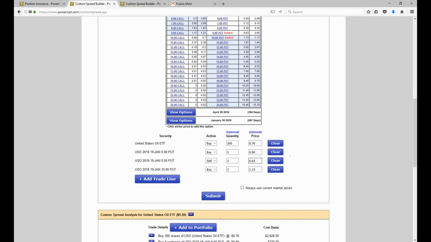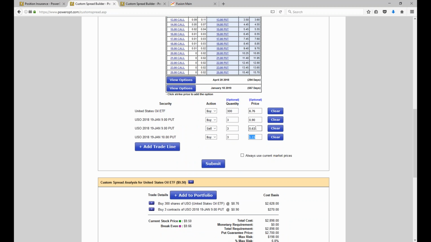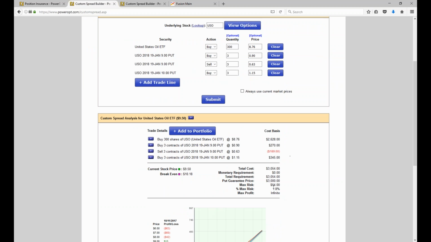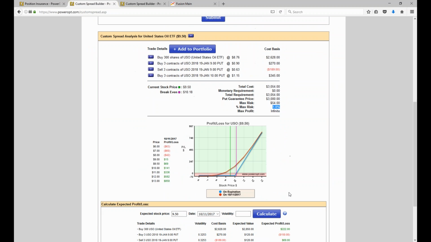Now the stock has moved up. So I'm adding an additional debit of about 52 cents into this trade to get $1 higher payout. Okay, so I'm rolling the put up to a higher strike. I've taken my 6.8% risk down to 1.8, only $54.